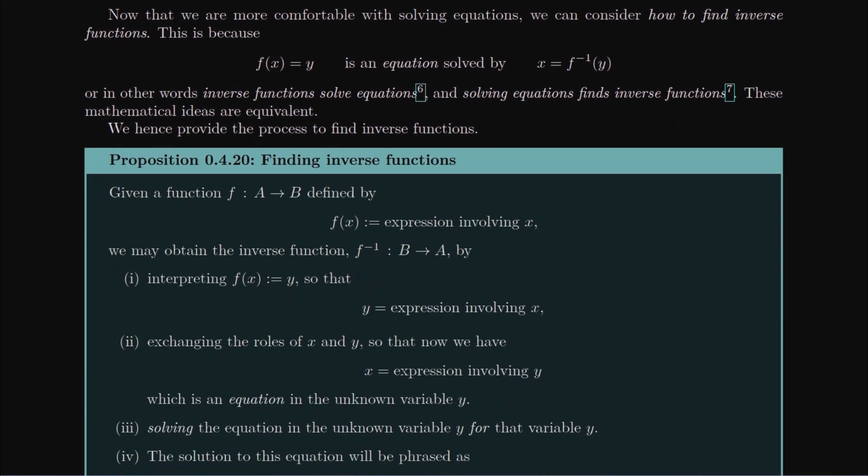Now that we're more comfortable solving equations, we can talk about how we would find inverse functions. Basically, we find inverse functions by recognizing that f of x equals y is an equation. If I write it as f of x equals y, it is an equation which is solved by x equals f inverse of y. Recognizing this gives me the ability to find inverse functions. I'm basically going to solve a specific function equal to y for x, for example.